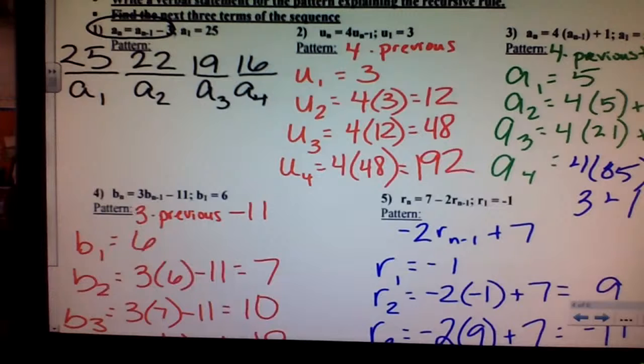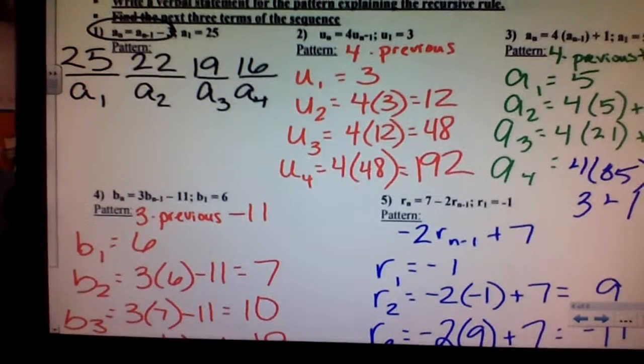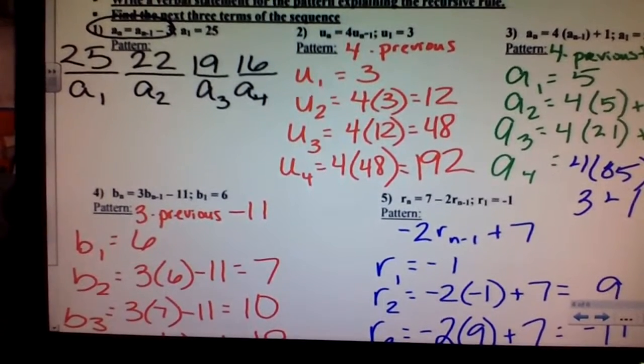Product is multiply, right? Yes. Wait, come here. Product is multiply. Quotient is divide. Wait, come here. Not product.